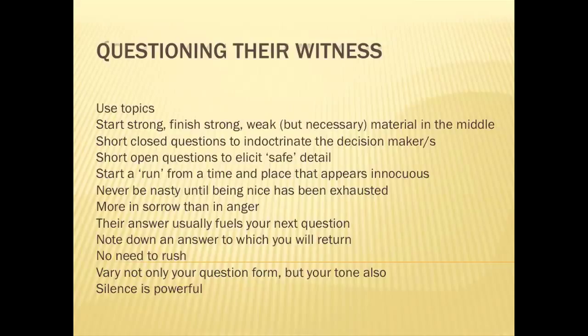Now, it doesn't matter if the target witness discerns what you're intending to do and takes evasive actions. If your questions are well framed and relevant to an issue, then the meaning and inferences, coupled with an appreciation of what the witness is trying to do, will all be absorbed by the decision makers to your side's benefit.